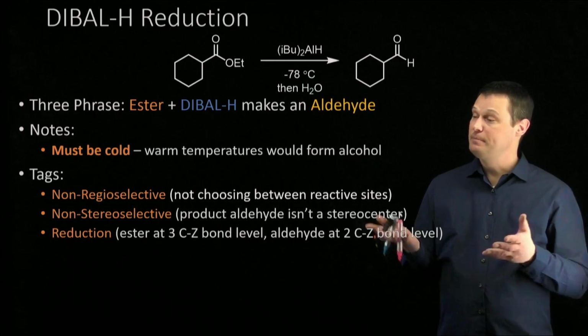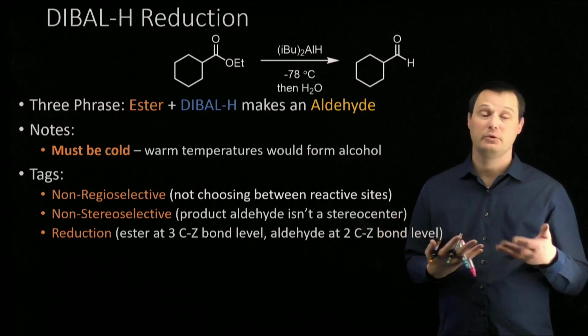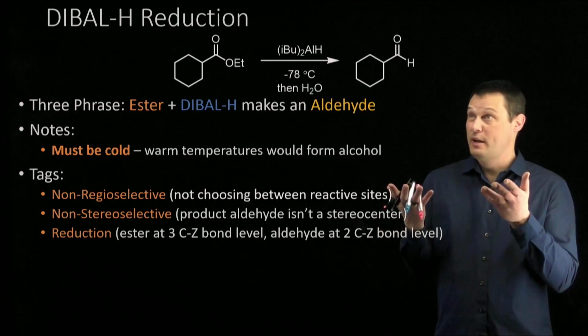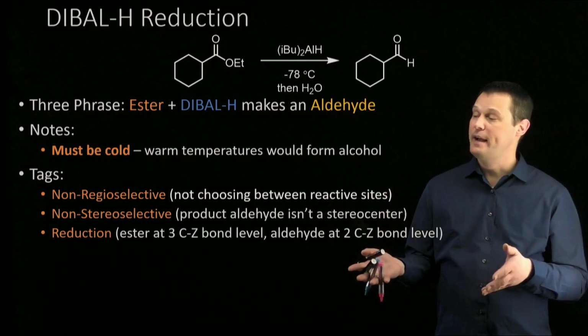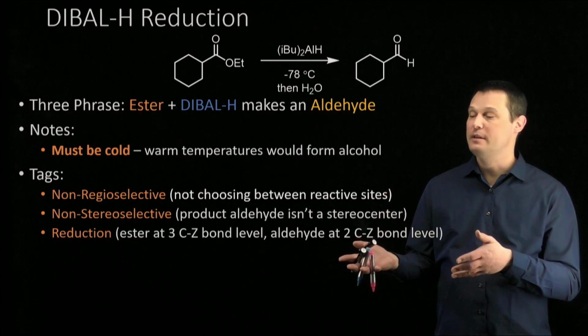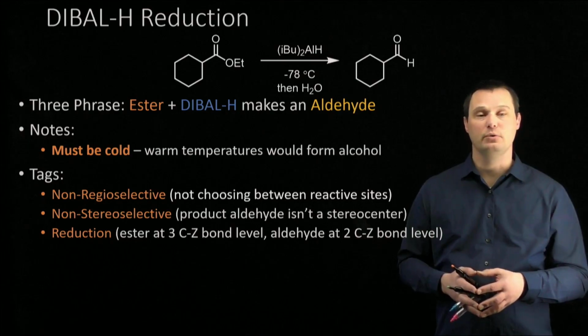And some tags for this reaction: it's a non-regioselective reaction. We're not choosing between reaction sites. It's non-stereoselective. We're not even forming a stereocenter in our product. And this reaction is a net reduction. The ester is at the 3 C-Z bond oxidation level, and the aldehyde is at the 2 C-Z bond oxidation level.